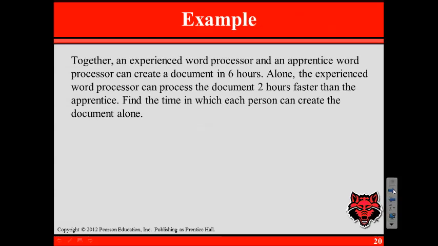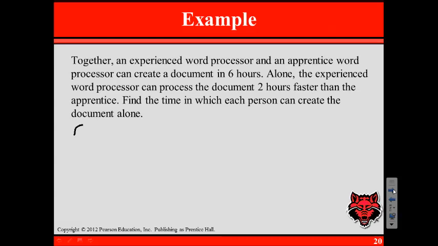Let's try a word problem. Together, an experienced word processor and an apprentice word processor can create a document in 6 hours. Alone, the experienced word processor can process the document 2 hours faster than the apprentice. Find the time in which each person can create the document alone.